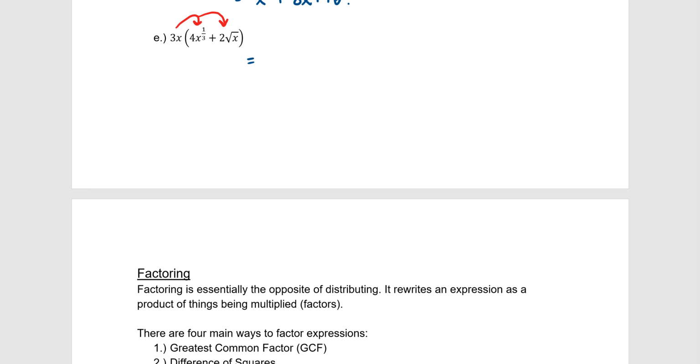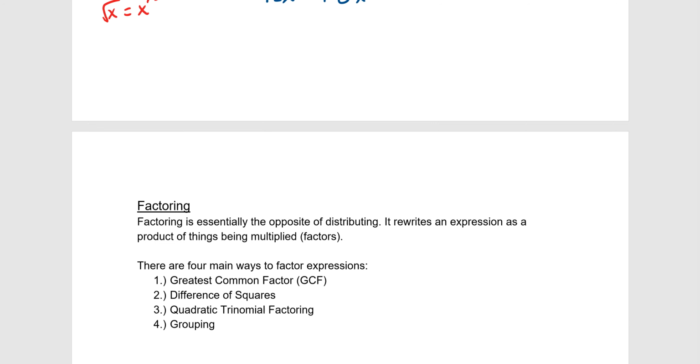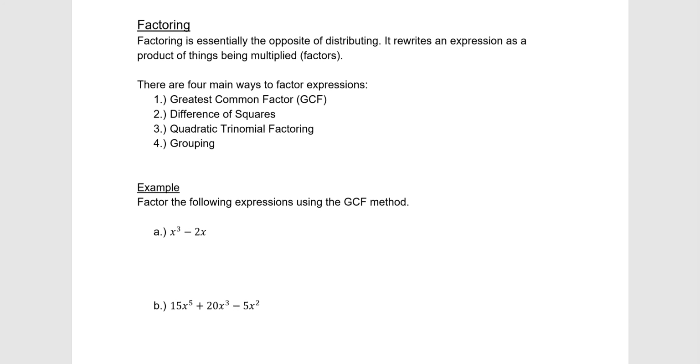3x times 4x to the 1/3 is going to be 12x, and what we have to do is add the exponents. We know that the exponent on the x is a 1, so 1 plus 1/3 is going to give us 4/3. You have to get common denominators. Hopefully you can do that in your head. Next term we have 3x times 2 times the square root of x. That's going to be 6. You have to remember that the square root is an exponent of 1/2. So adding the exponents, 1 plus 1/2 gives us 3/2. And there we go. So that is distributing. Now we're going to be going in the other direction with factoring.